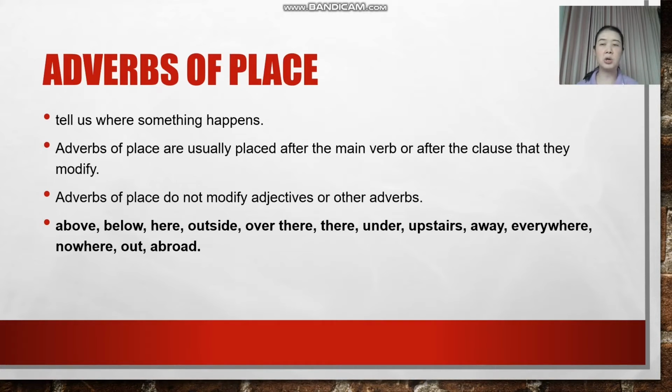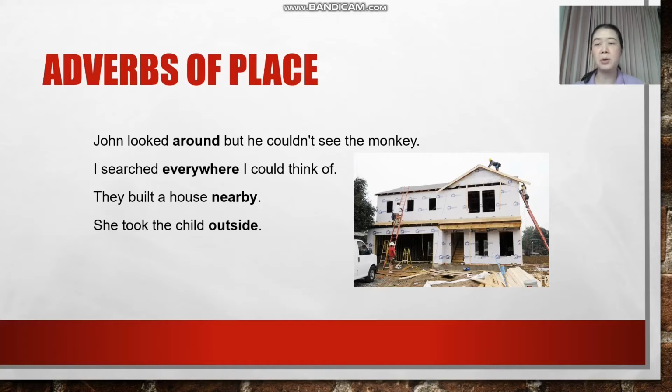As I mentioned earlier, adverbs can be used in order to modify three things, right? Verb, adjective, and adverbs. But this type of adverb is a little bit special because it's used to modify verbs only. What do we have here? We have above, below, here, outside, over there, under, upstairs, away, everywhere, nowhere, out, abroad. Okay, let's see some examples.